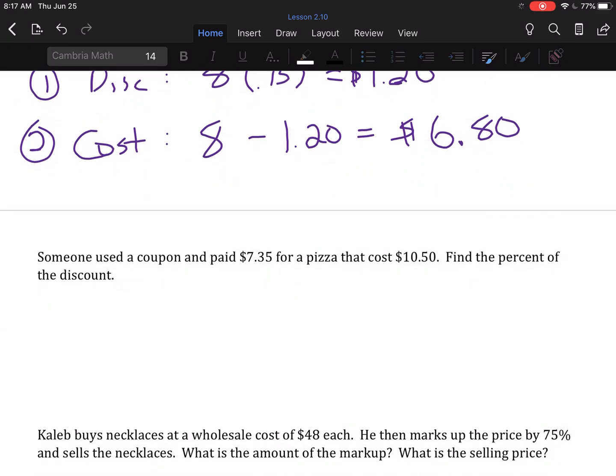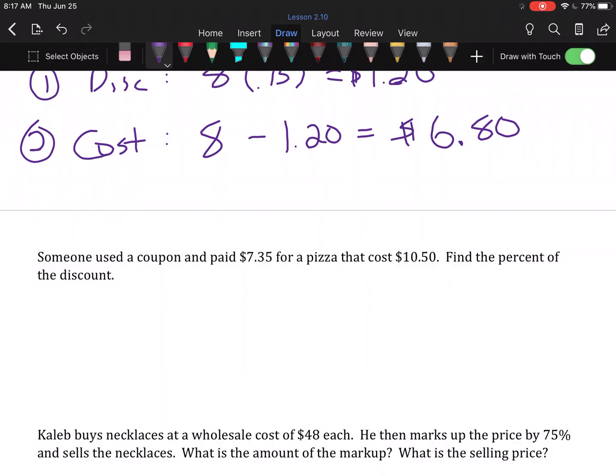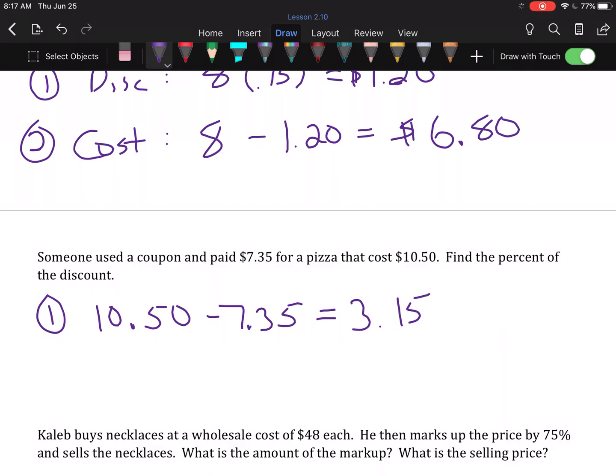A little different though. Someone used a coupon and paid $7.35 for a pizza that cost $10.50. Find the percent of the discount. Okay. Well, this is kind of doing the other steps backwards. The first thing I need to know is how much did they actually save? So we need to take the original cost and subtract what was paid. So $10.50, take away $7.35, we'll find out that they saved $3.15.